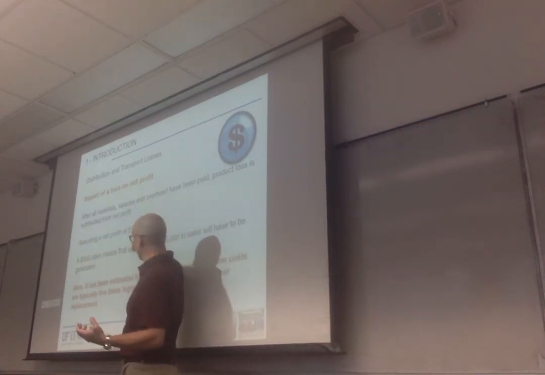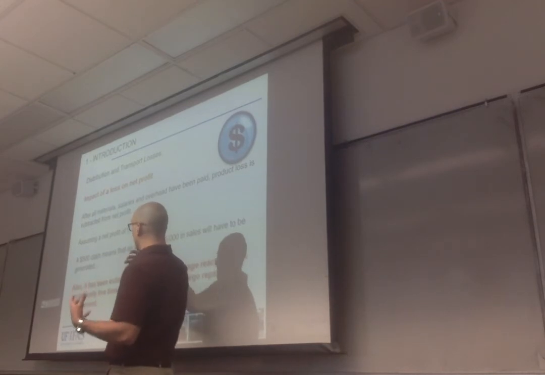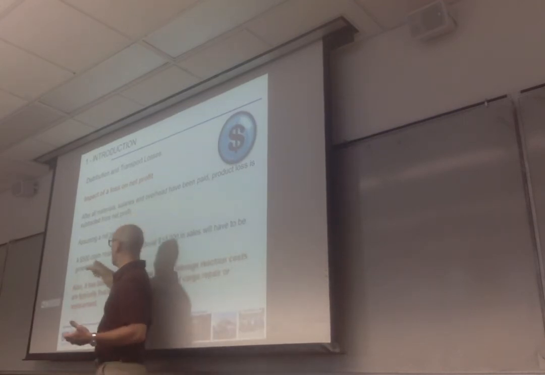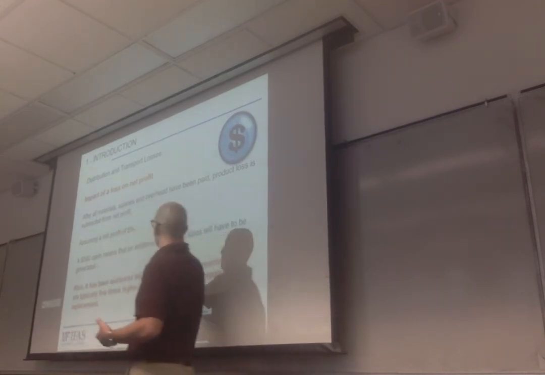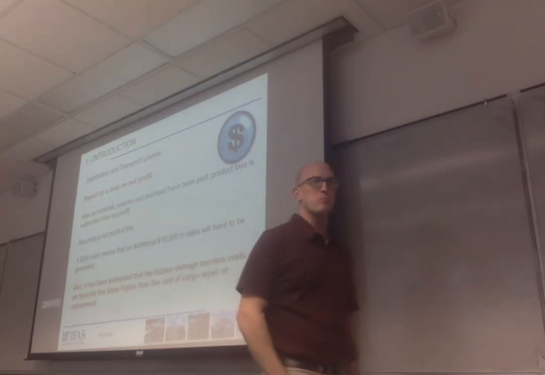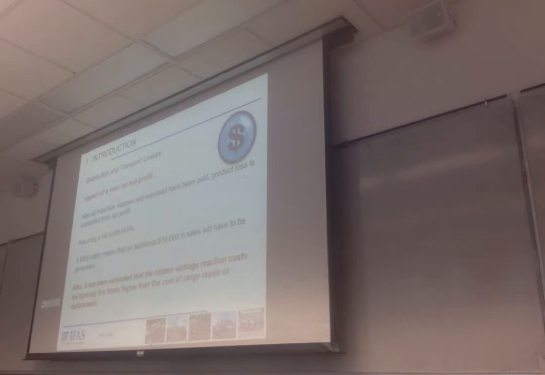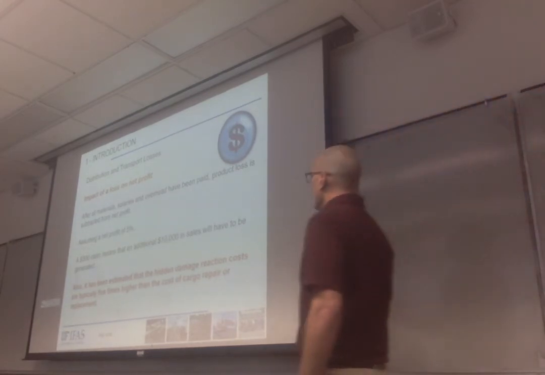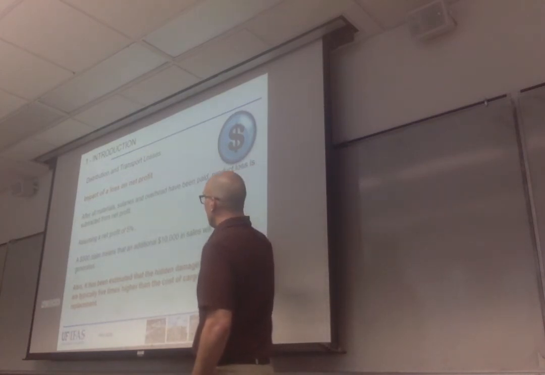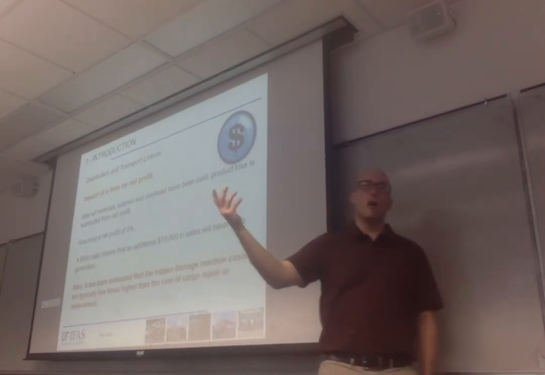Let's say you have a net profit of 5%. If you lost $500 of product through claims, that means you need to sell 10,000 more. You have to have 10,000 more in sales to make up for that loss. That's significant, right? And in addition to that, that's one thing, you have a broken product.